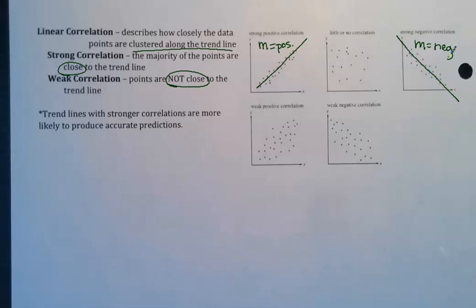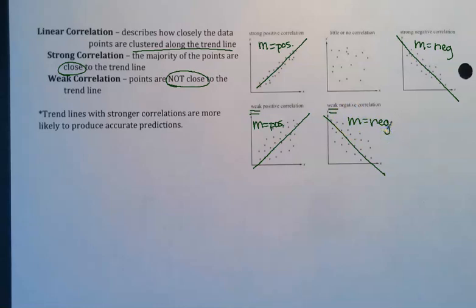Looking back at the weak one, we can see that there is a trend line this way, but our points aren't close to it, so it's a weak trend line. It's a weak positive because our slope is again positive. This one, it's definitely going down. The points are not close to the trend line, so it's weak negative because again our slope is negative.